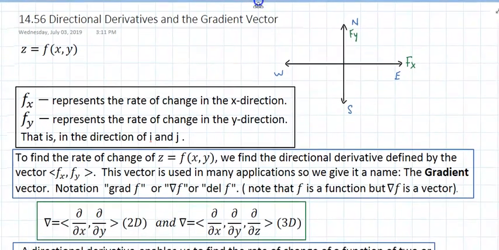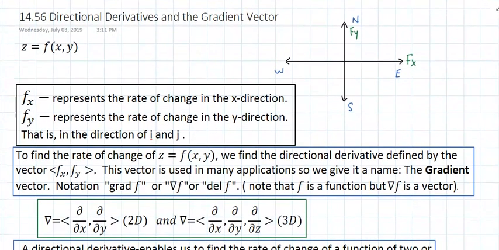Okay, section 14.5 or 14.6, depending on which book you're using, talks about the directional derivative and the gradient vector. A massive deal for us. Something that we're going to be using, and it's going to replace the derivative in 2 dimensions.